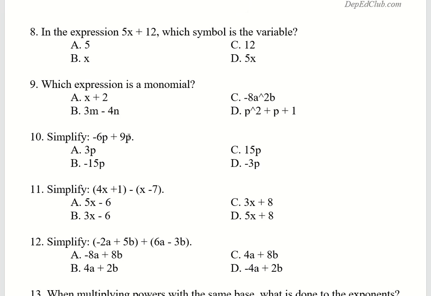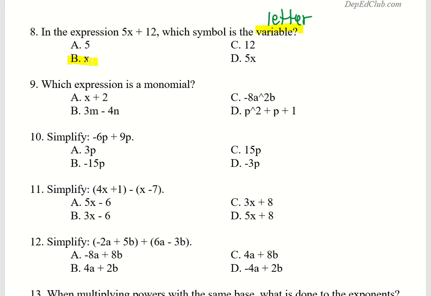8. In the expression 5x plus 12, which symbol is the variable? So when you say variable, that is letters po to represent yung ating value. So we'll have here letter B, x. Okay, x lang po, hindi kasama yung 5 because 5 will be your coefficient.